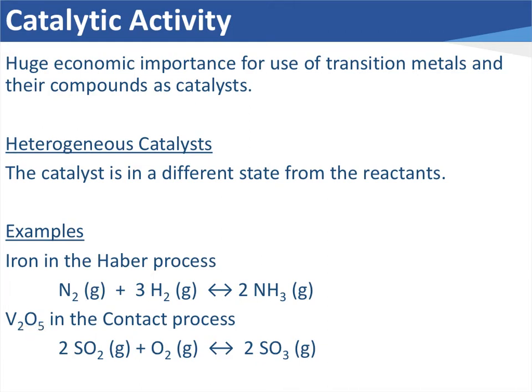A vanadium oxide compound is used in the contact process, which makes sulfur trioxide, which is used to make sulfuric acid. And sulfuric acid is a hugely important chemical in industry.